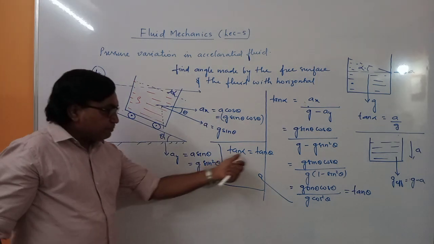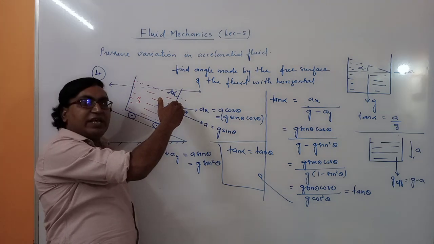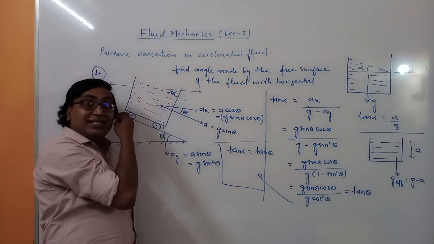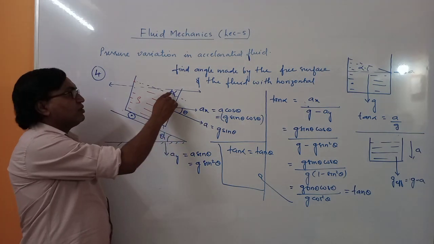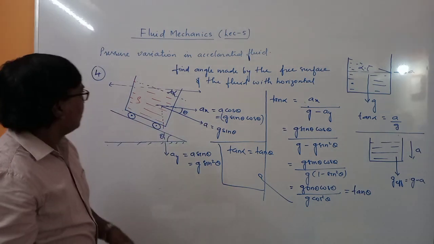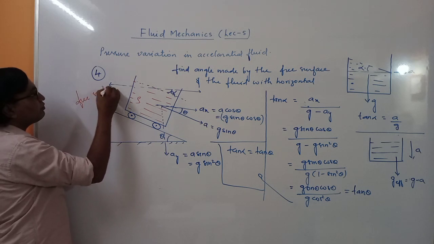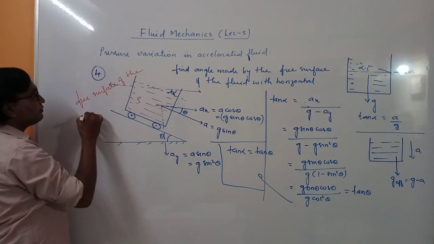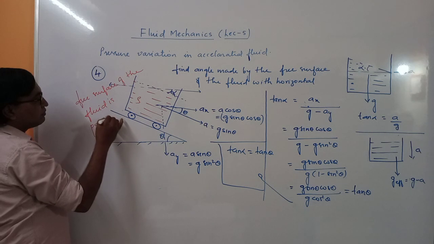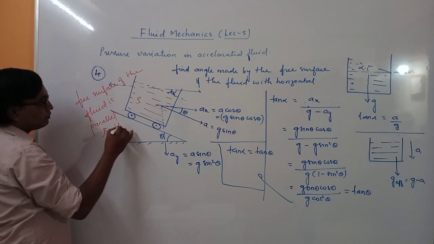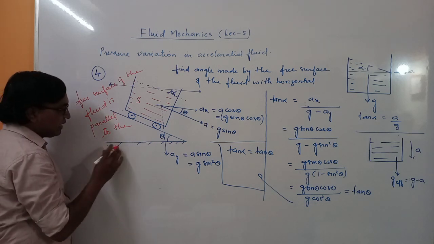So what do you mean by this relation? So this relation says that the free surface of the liquid, or the free surface of this fluid, is parallel to the plane. So that's why this alpha is equal to theta. So I can write here: free surface of the fluid is parallel to the inclined plane.